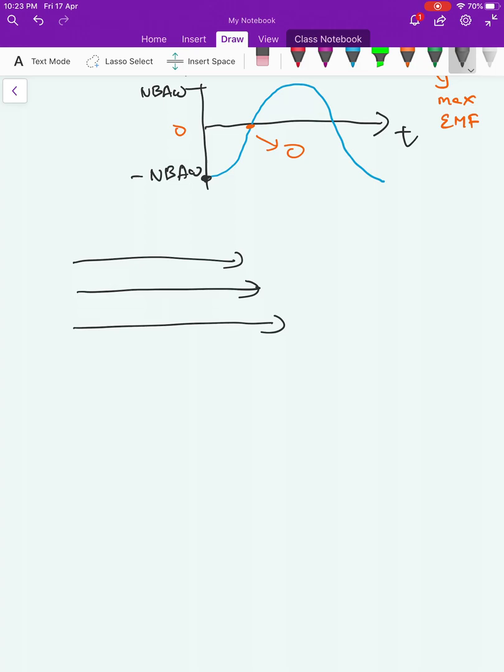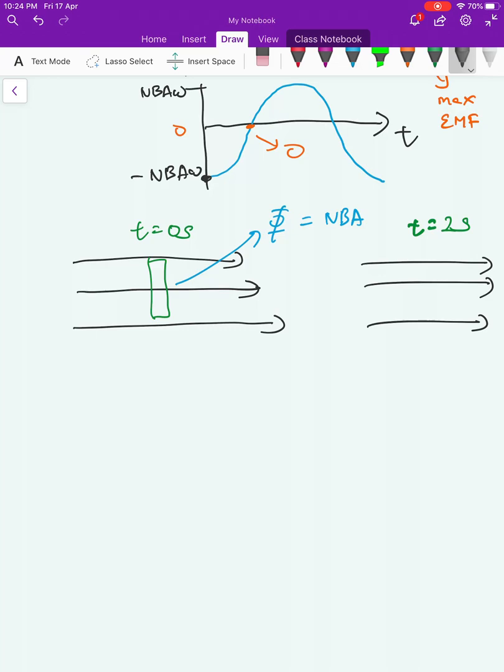So let's say 如果你的 B field, another orientation, 如果在 t equal 0 秒，你的 orientation 是这样，so 你的这个 coil 有很多 flux linkage, right? So 你 coil experience flux linkage of maximum, like NBA. Maybe 在第二秒，你的 coil 转变这样，so 你的 flux linkage 是 0. So there's a change in flux linkage, 代表 there's an EMF induced in the coil. So 在 0 秒你 experience a maximum flux linkage.